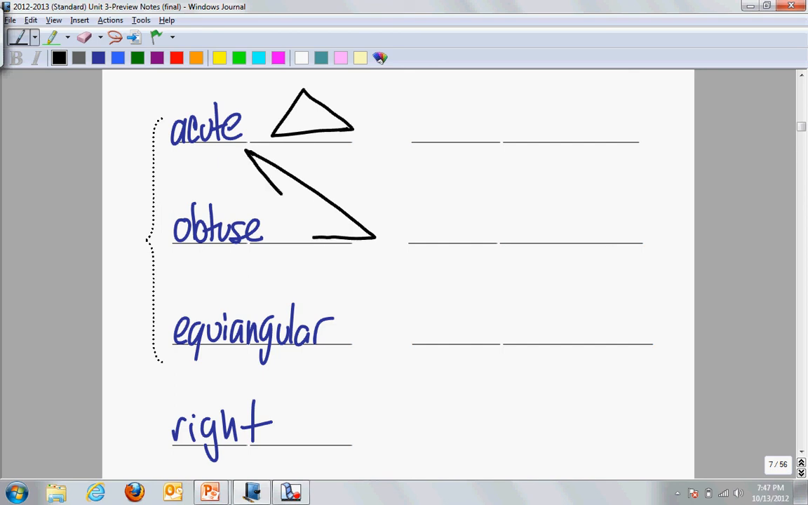Obtuse would be a triangle where there's obviously one angle that's bigger than 90, bigger than a corner. Equiangular is where all three angles are equal. And right, of course, is when one angle is a right angle. Those are the four classifications for triangles by their angles.